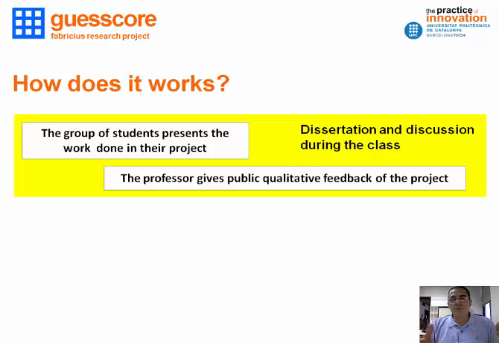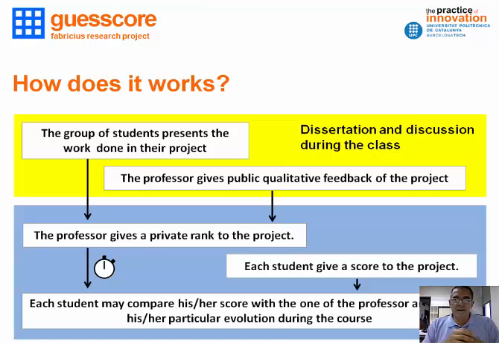But what happens often is that the students are more aware of their own project, which they are going to present at some moment in the class, than of the projects of their peers. This is what really happens. We have checked this with a lot of professors, and everybody agrees that this is what happens. And here is what the Guess Score application does and how it enters the class.